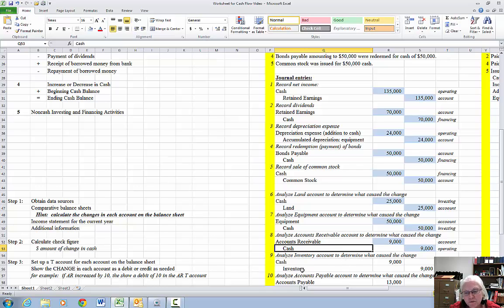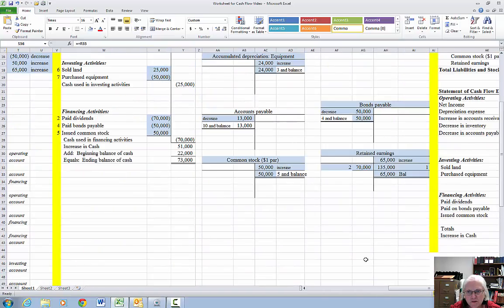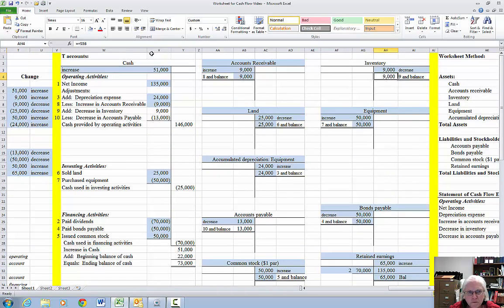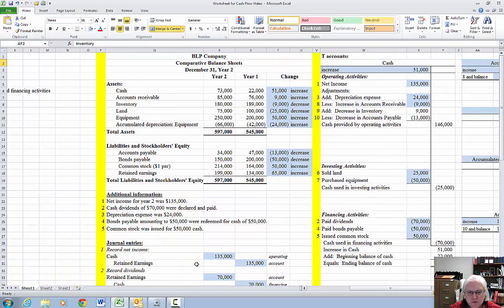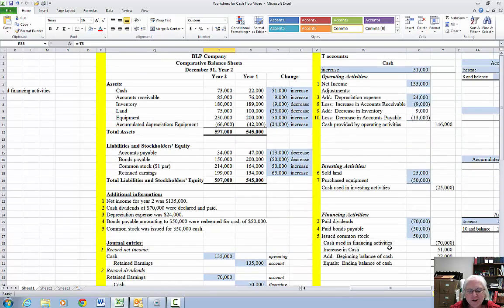All right, in inventory, what we're going to see is that the inventory account decreased. So I'm going to go over and make sure that we get that $9,000 recorded in our inventory account as a decrease, and we do. That explains the change in the inventory account, so we're done there. And when the inventory account decreases, what happens to cash? You're right, it increases. It's a current asset, so when the current asset decreases, I'm going to increase my cash because we sold some inventory.